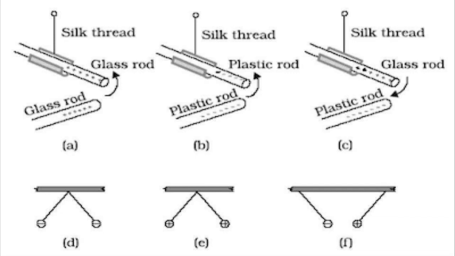In picture F, one pith ball is made to contact the glass rod, and another pith ball is made to contact the plastic rod. The glass rod is positively charged, so the pith ball that comes in contact with it gets positively charged. The other pith ball, in contact with the plastic rod, gets negatively charged. And in picture F, you can clearly notice that the pith balls get attracted towards each other.